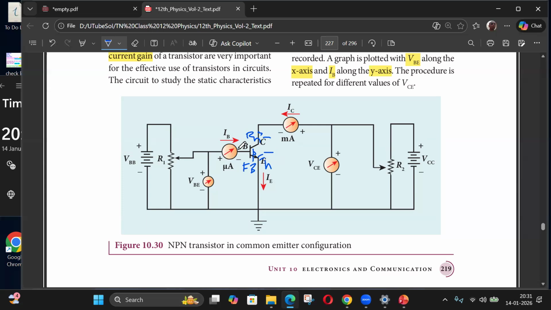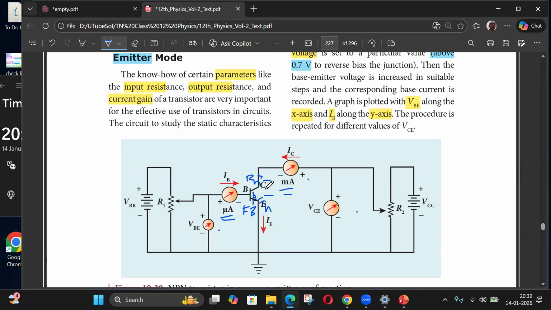IB is measured by this ammeter, and VB is measured by this voltmeter. IB is in microamps, and the collector current is in milliamps. IB and IC are entering, IE is leaving, so IE equals IB plus IC. So if I know these two, I'll know this one. I just add them.